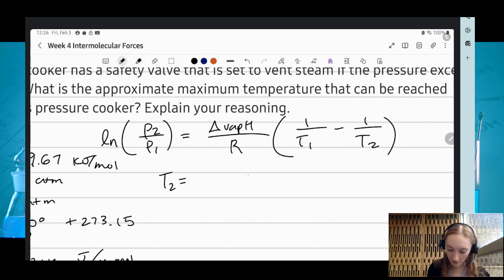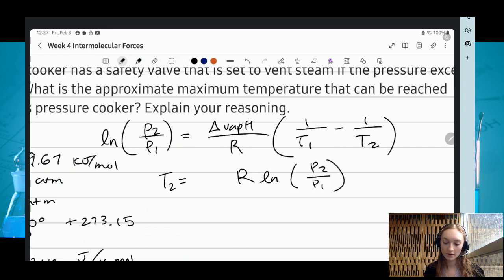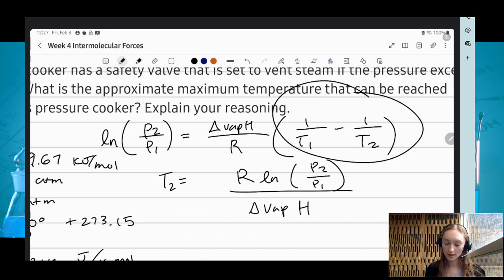And so we'll have an R natural log P2 divided by P1. And so now that we've got the R out of the way, we need to divide by the vapor enthalpy, H. And now we're going to be left with this. And so to get rid of that, we need to subtract T1.